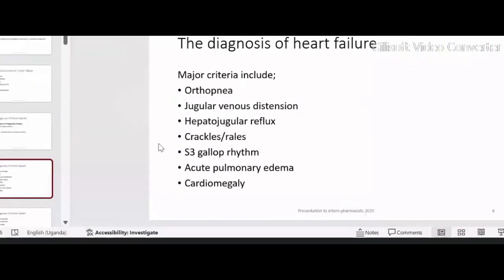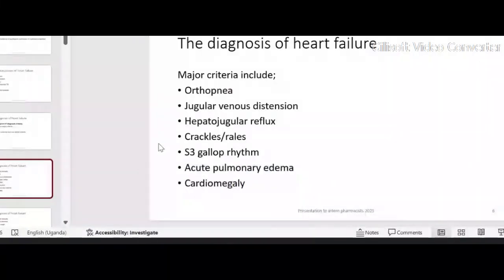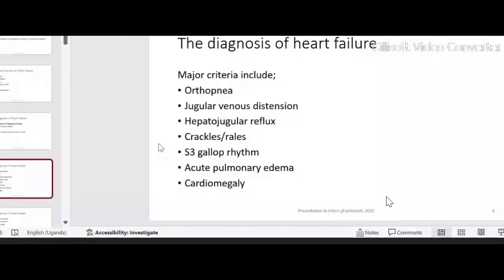When the cardiac output is poor, ejection fraction is poor, and you're having right-sided failure, you're going to have jugular venous distension. Hepatojugular reflux. This also tends to happen, especially with right-sided failure. The patient with ascites has blood accumulating in the splanchnic circulation, in the liver, and the jugular veins will be very distended. The patient will have crackles. Crackles were previously called rales.